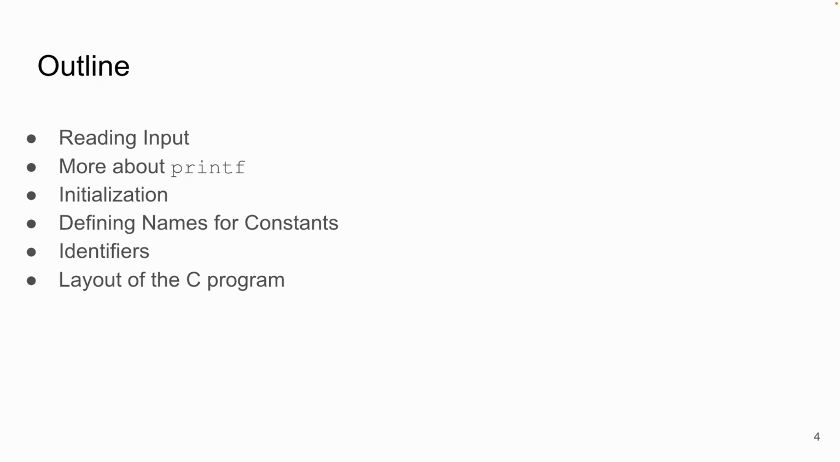So in the previous slide, we already know how to print out the value from the variables. So now what I'm going to introduce is how we can read the value from outside and then store inside the variables. And we will talk more about the printf and then how to initialize our variables, and we will talk about different directives that can help us to define the name for constant. And then I will talk about some concepts about identifiers and I will say the good layout for C. What kind of layout you should have if you want to write C code.